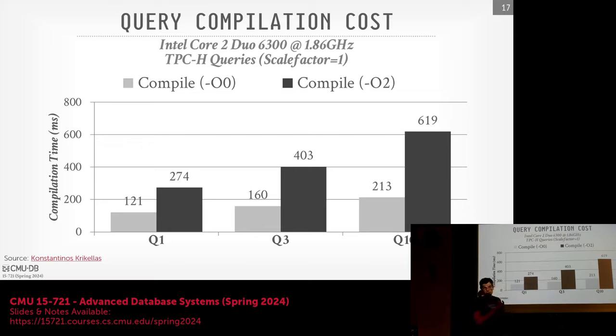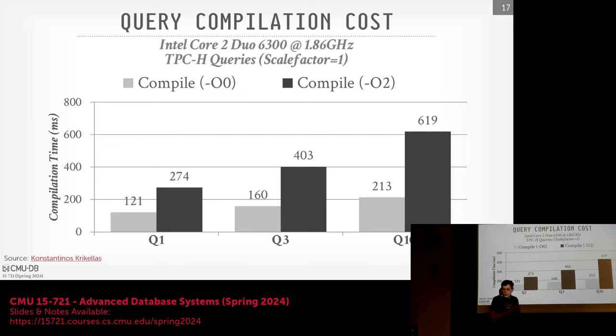Yes? What do they do after the query is executed? Do they throw away the compiled code, or does someone try to reuse it somehow? Yeah, the question is, what does Haiku do, or what do people do in general with the compiled code? Do they just throw it away and discard it, or can they cache it? We'll see Redshift in a second. They cache it, and they cache everything. And Haiku, it's an academic system.